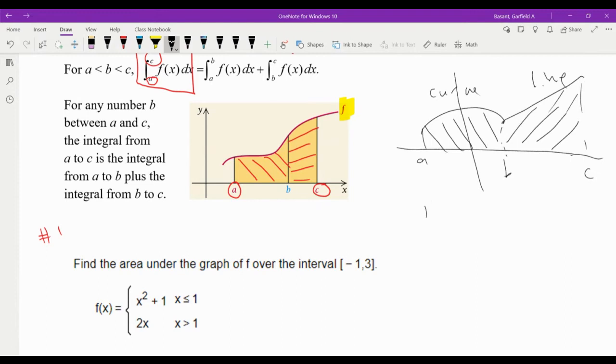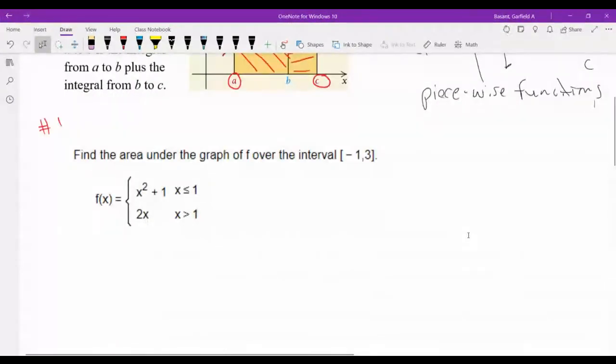You might recall this from college algebra. These are called piecewise functions. They're made up of multiple parts of different functions. They could be 2 parts, 3 parts, 4 parts. And number 1 is such an example of a function like this.